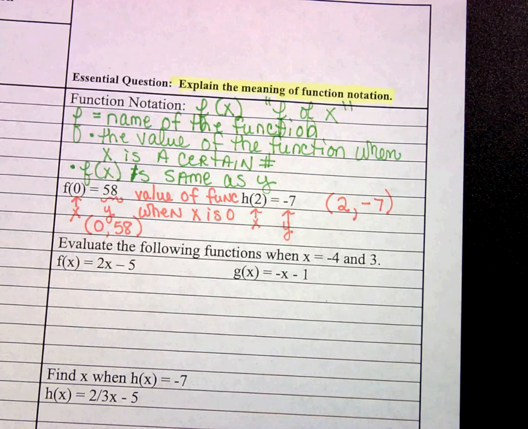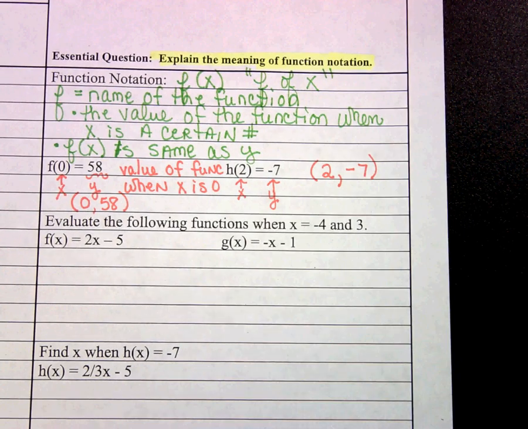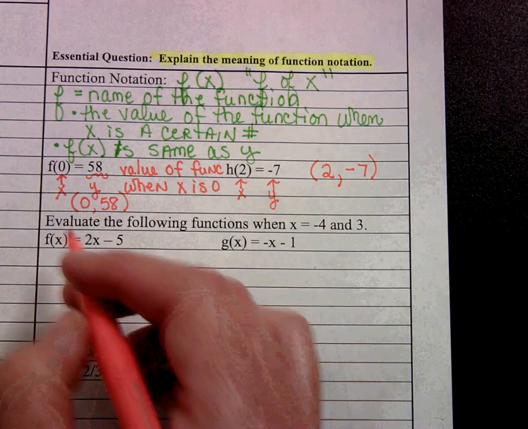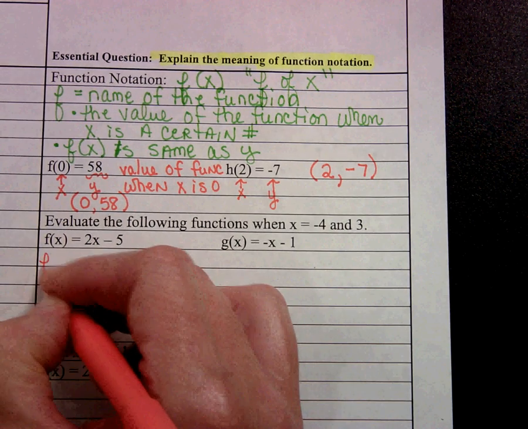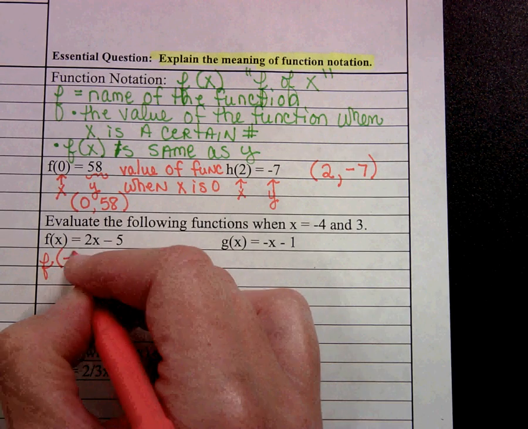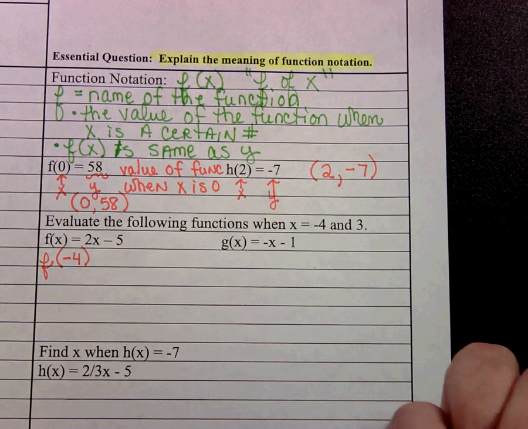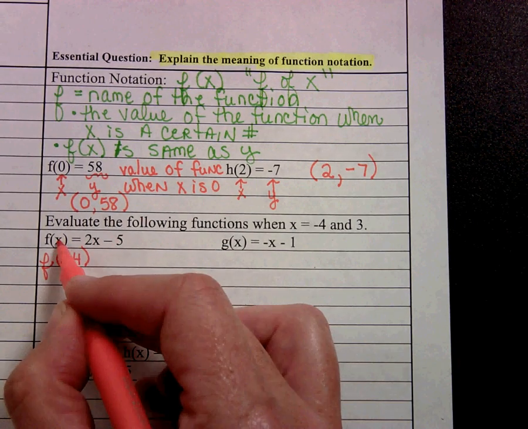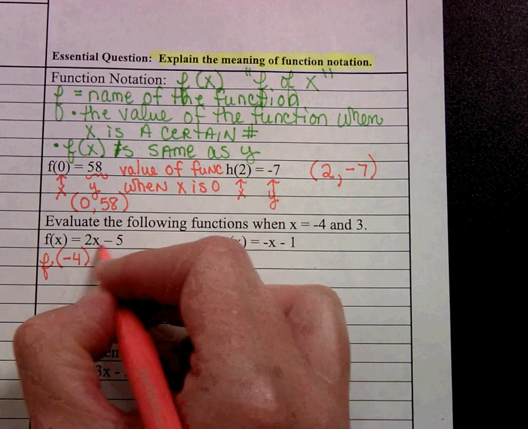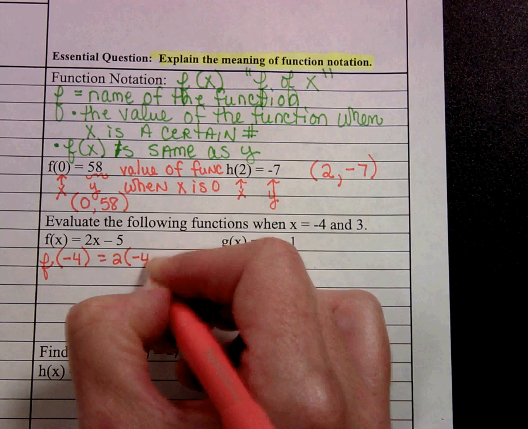Okay, looking at the next examples, it says evaluate the following functions when x is equal to negative 4 and when it's equal to 3. So let's start with negative 4. We have the function f, and we want to know the value of it when x is negative 4. So see how I replaced the x with negative 4? So if I replaced x with negative 4 here, then anywhere I see an x, I have to also put a negative 4.